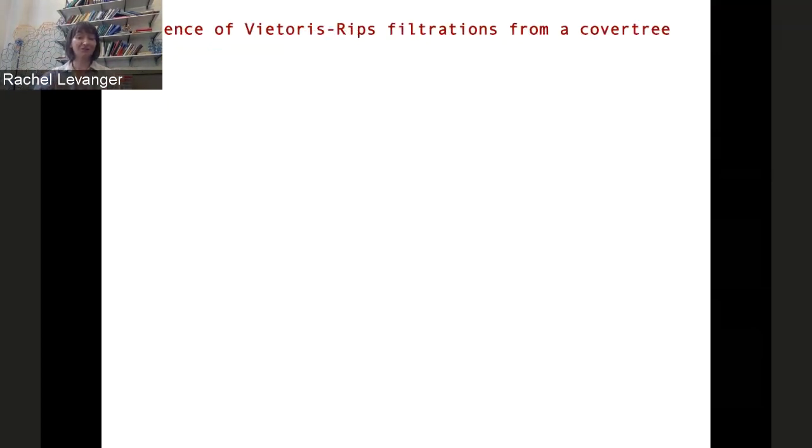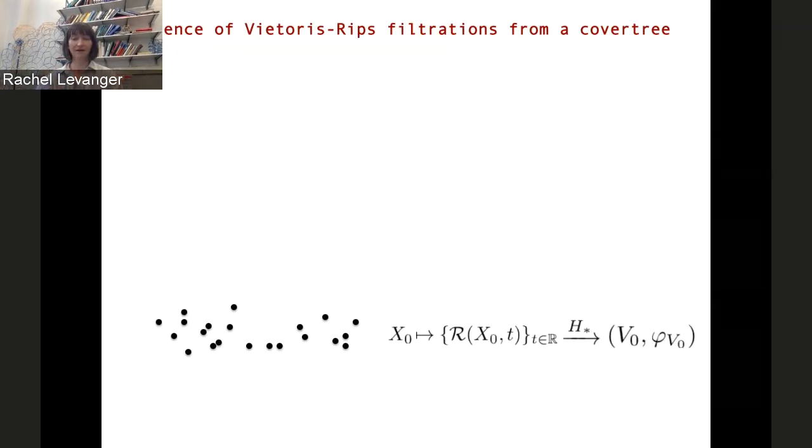Another application we have in the paper that's on arXiv is, what if you have a sequence of Vietoris-Rips filtrations from a cover tree? By a cover tree, I mean maybe you've got some very dense point cloud here at the bottom. If you do your Vietoris-Rips filtration and apply homology, you'll get one persistence module. And this is going to be the true persistence module.